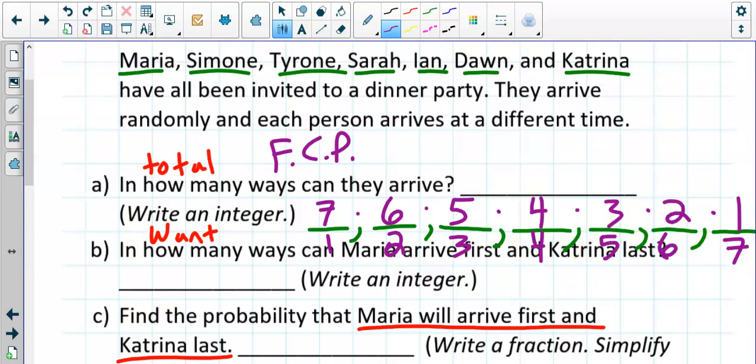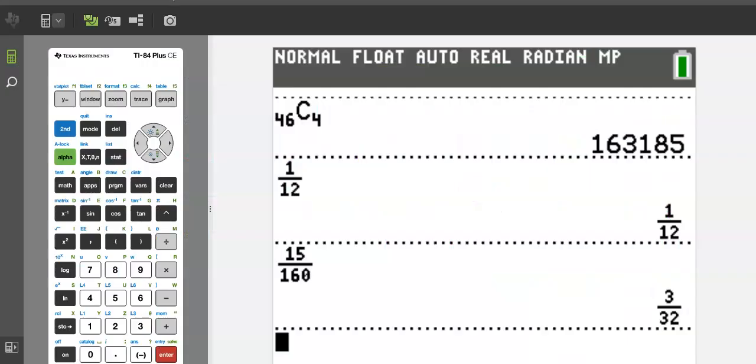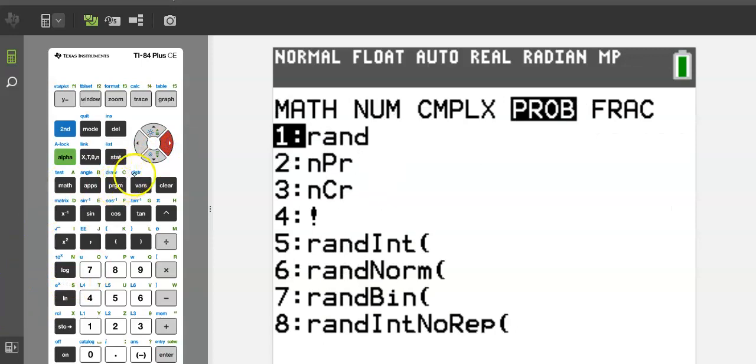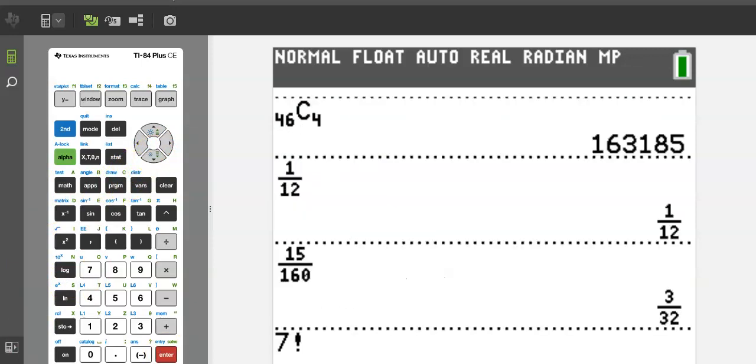So all we need to do is go to our calculator and take 7 times 6 times 5 times 4 times 3 times 2 times 1. Again, like I said, you could just run the factorial on it because that's what a factorial really looks like. So you could push 7, math, go to probability, come down here, get that exclamation mark, that factorial, and hit enter.